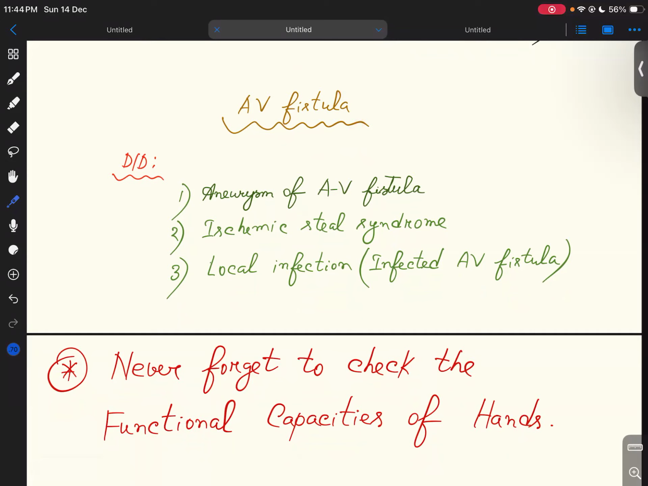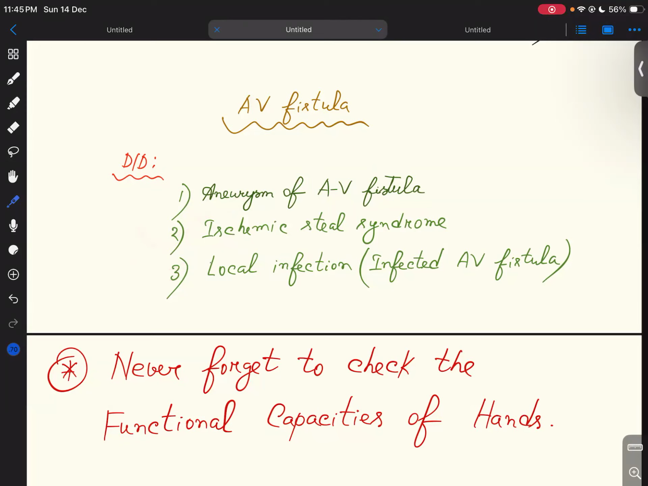Then, during cross-questioning, the examiner will ask you, what may be the cause of pain in this patient? At that time, you have to reply that this pain can be due to aneurysm, ischemic steal syndrome, or local infection. But we have to identify the AV fistula from the past medical history and by seeing the hand. Is it clear, Dr. Raisa?